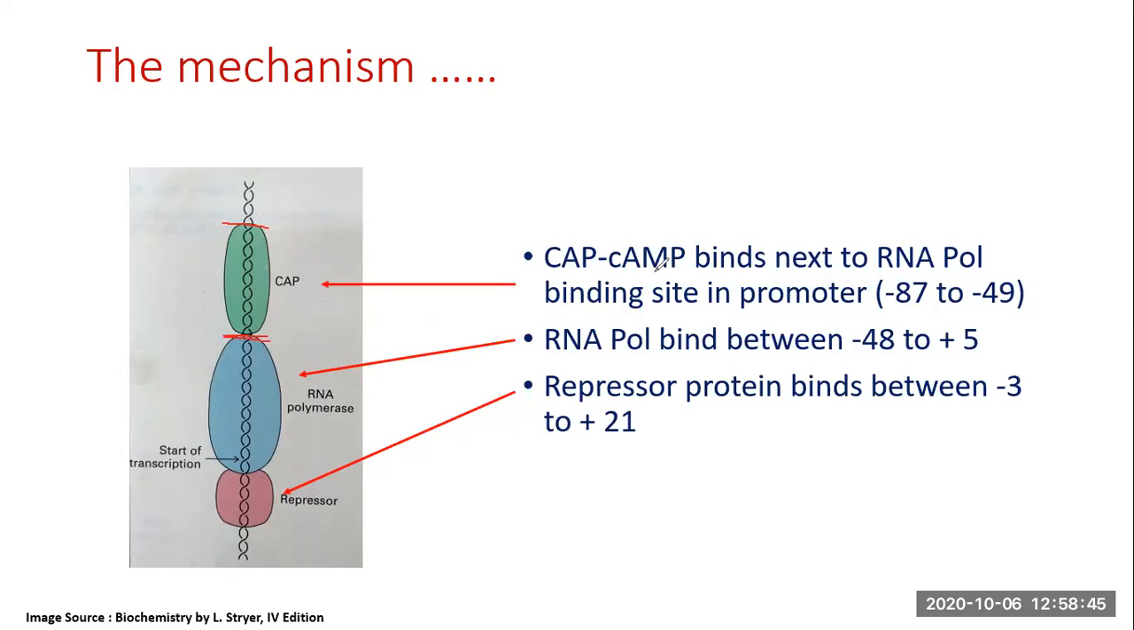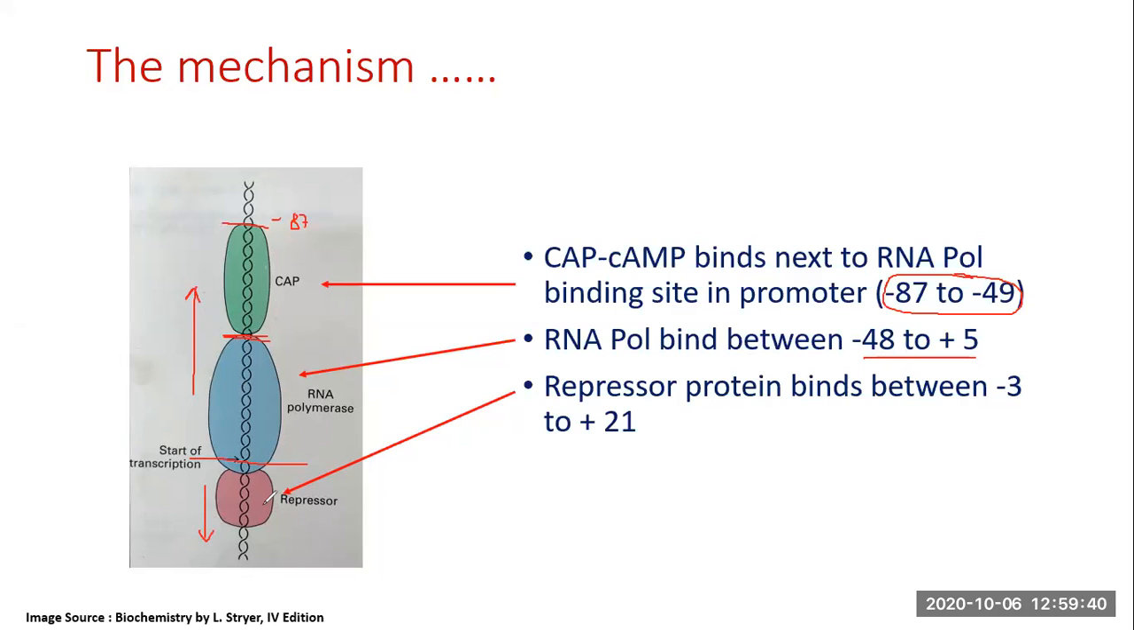So cyclic AMP CAP binds to a region in the promoter. I have given you the nucleotide numbers, -87 to -49. RNA pol, the one in blue shown over here, binds to the promoter between -48 and +5. Getting into the structural region, this is the start site. These are upstream sequences, the upstream region, and this is downstream. So in the structural region, it extends about 5 base pairs. So -48 to +5 is being protected by RNA polymerase.